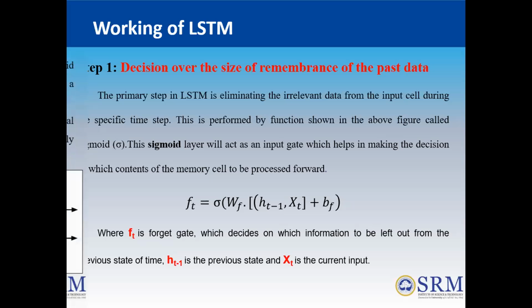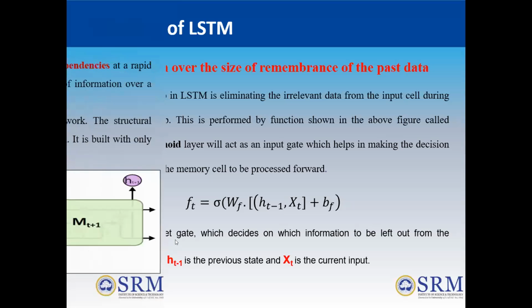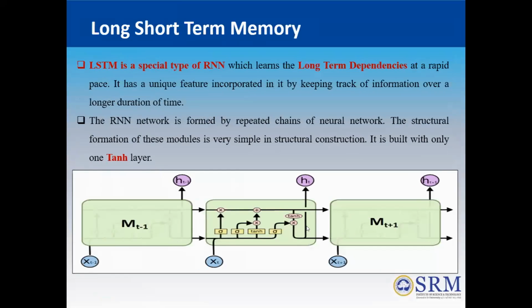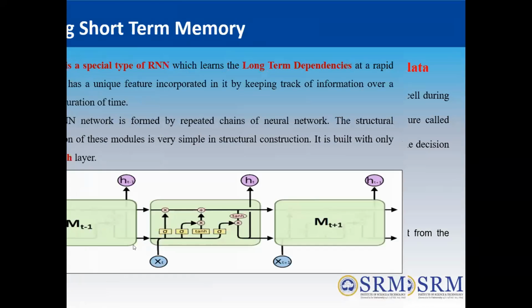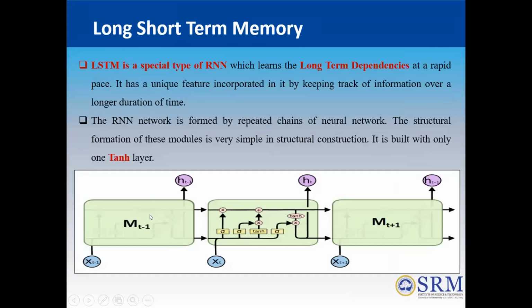So like this, it is taking ht minus 1 and x of t. Whatever you are going to process here, it will see which of the data are relevant, what are the things which I have to remember. Only those things I'll remember and forward. Same thing will happen here also. Which of the things are important, those will be remembered, the remaining will be dropped off, and the others will go to the next step.